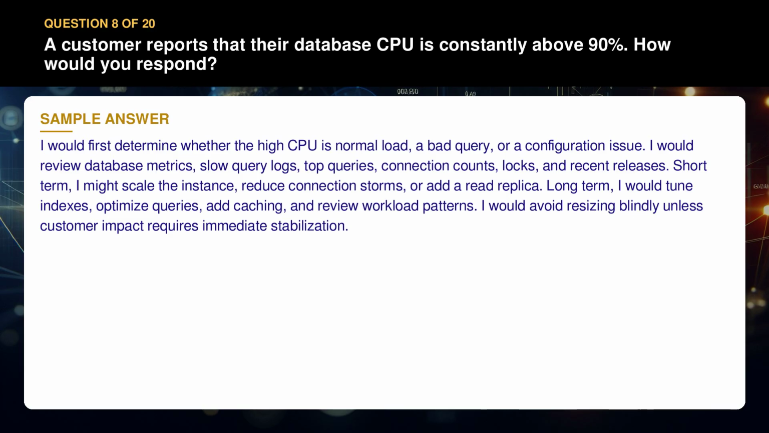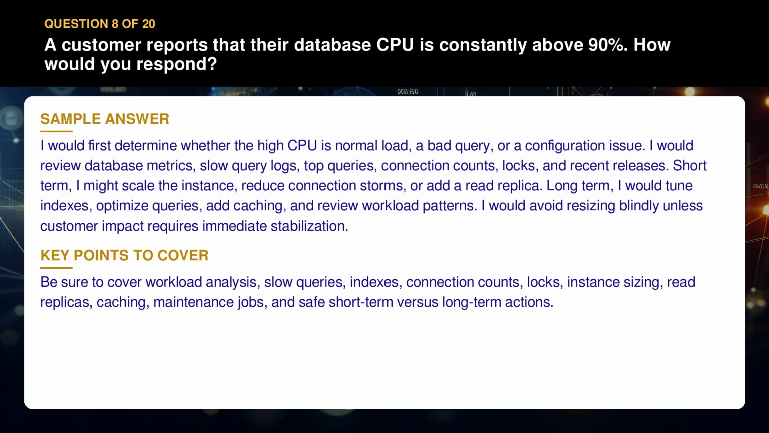Short term, I might scale the instance, reduce connection storms, or add a read replica. Long term, I would tune indexes, optimize queries, add caching, and review workload patterns. I would avoid resizing blindly unless customer impact requires immediate stabilization. Be sure to cover workload analysis, slow queries, indexes, connection counts, locks, instance sizing, read replicas, caching, maintenance jobs, and safe short-term versus long-term actions.